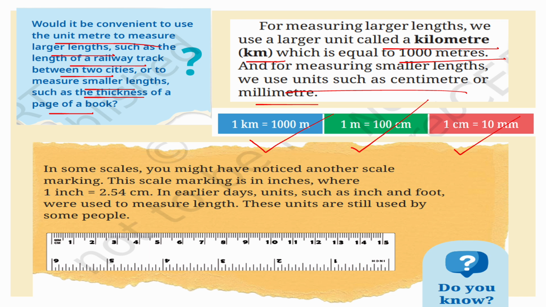In some scales, you might have noticed another scale marking. This scale marking is in inches, where 1 inch is equal to 2.54 centimeters. See this scale, you can see inches. Here 1 inch, 2 inch, 3 inch. In earlier days, units such as inch and foot were used to measure length. These units are still used by some people.